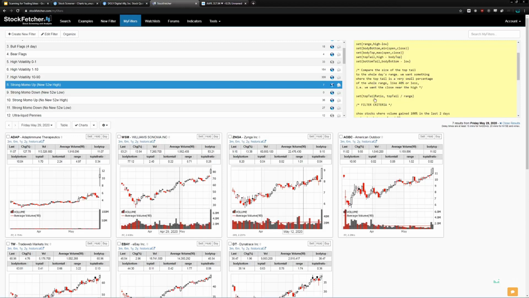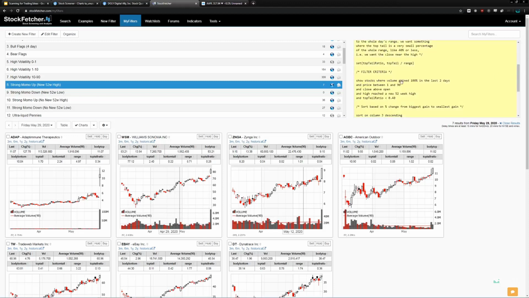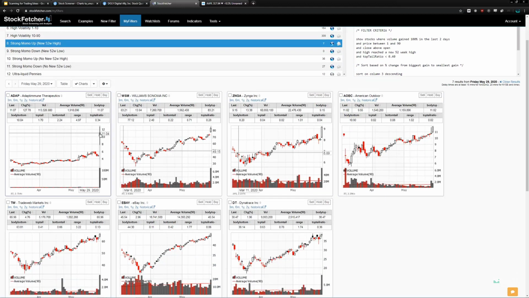So if I do that, then I can say things like show stocks where the volume gained 100% in the last 2 days and the top tail ratio is less than 40. So what that means is I want the wick on the top of the candlestick to take up less than 40% of the entire range from the high to the low. And actually 40% is pretty high. You'll see that one picked up ADAP here. And I really don't like these big wicks on the top and the bottom.